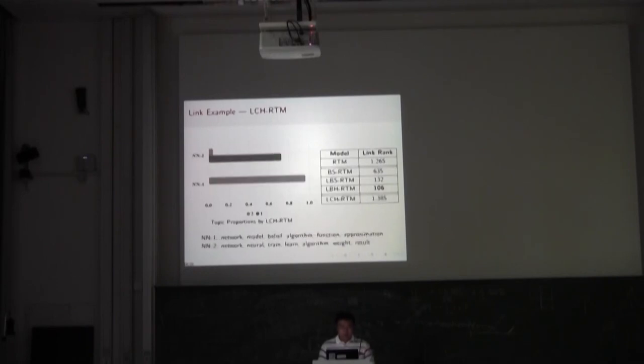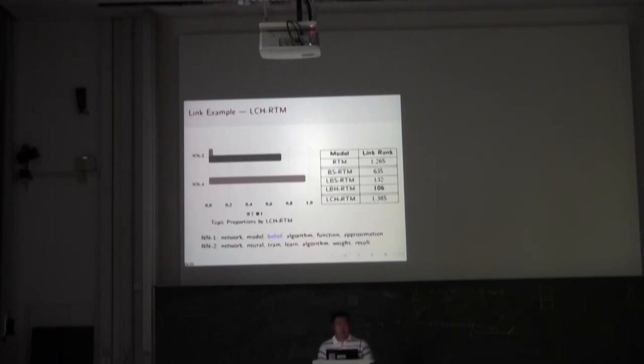And let's finally look at the LCH RTM, which uses CC as a block detection method. So it seems that the model assigns very high weight on the neural network topics, but unfortunately on two different subtopics instead of the same one. And let's look at the first one here. It's actually a combination of neural network and a leaf network. So that's kind of confusing.